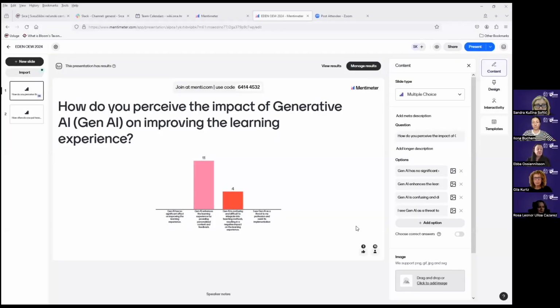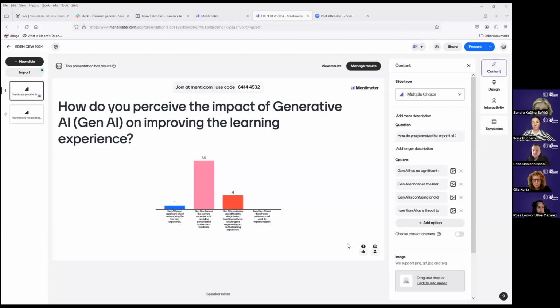So this is our first question regarding the impact of GenAI on improving the learning experience. If you go to menti.com and enter 64144532, you will be able to answer the question, and then I will share a screen so it's easier to see. Okay, so maybe it's now easier to go to Menti.com and answer the question.